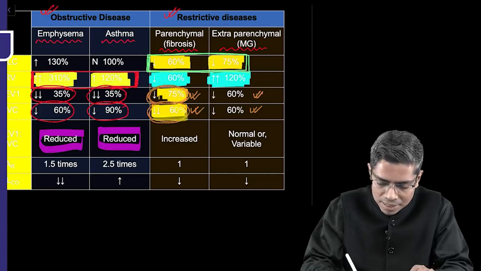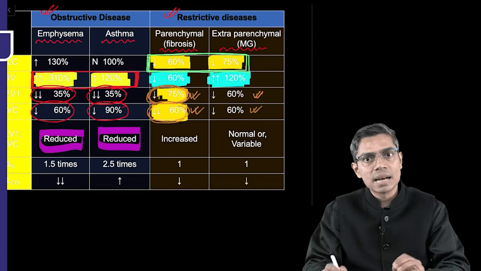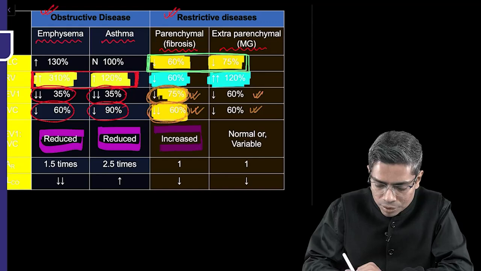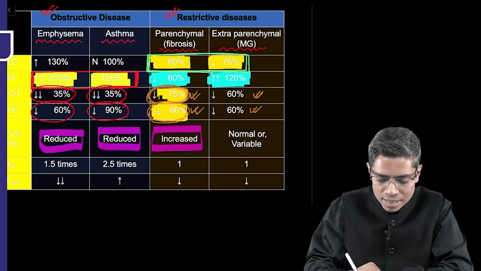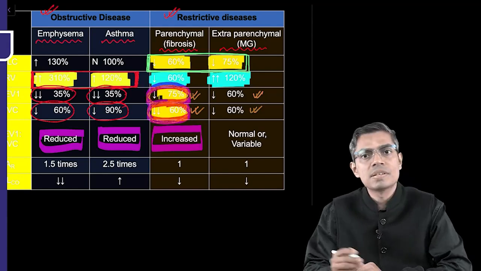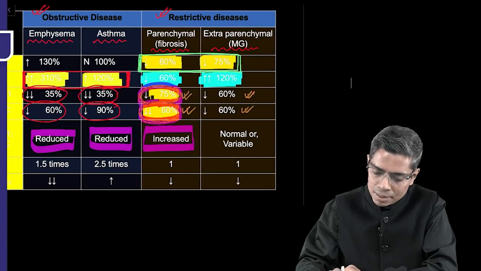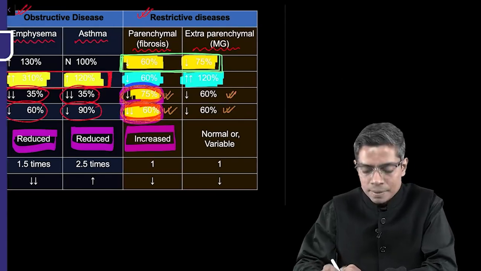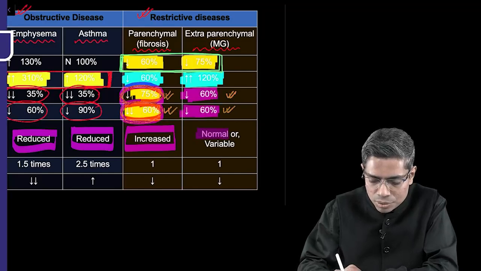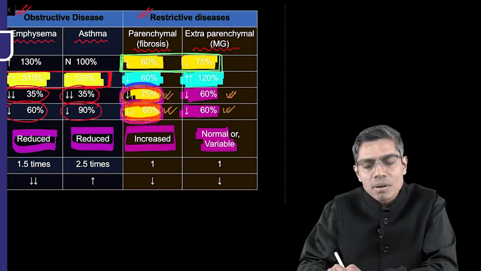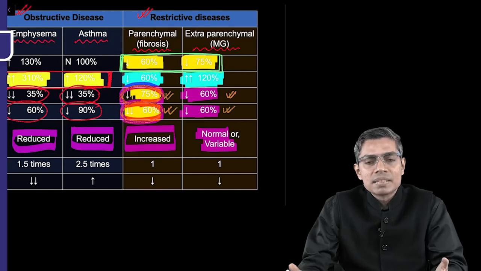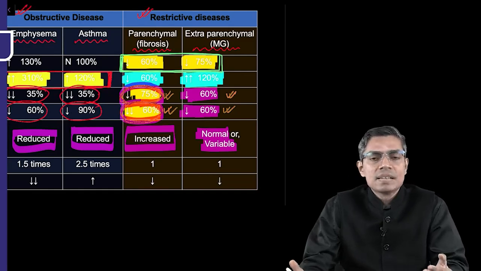That's why if the FVC is reduced more than that of the FEV1, what will happen? The ratio is going to be increased. Okay, it has reduced to 60% of the normal and the FEV1 is reduced to only 75% of the normal. But in case of extraparenchymal, both reductions are proportionate. That's why the ratio remains normal, or the ratio may be variable depending on the muscle weakness pattern, depending on the bony skeleton abnormality.